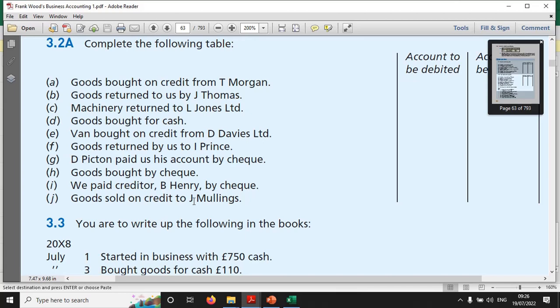The bank account, you debit. Isn't that so? So debit bank and credit who? Debit one, isn't it? Because the receivable is paying. Let's proceed.